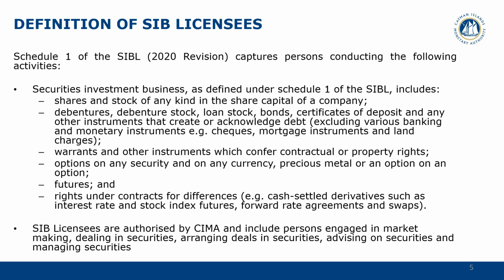Schedule 1 of the SIBL 2020 revision captures those persons who are deemed to be conducting SIBL activities. Securities investment business, as defined, includes shares and stocks of any kind in the share capital of a company, debentures, debenture stocks, loan stocks, bonds, etc., warrants and other instruments which confer contractual or property rights, options on any security or any currency, precious metal, or even an option on an option, futures, and rights under contracts for differences, so cash-settled derivatives. So that covers a lot of business within the capital markets world.